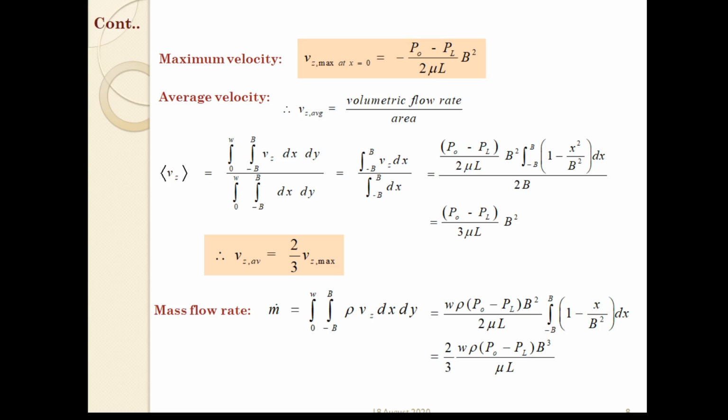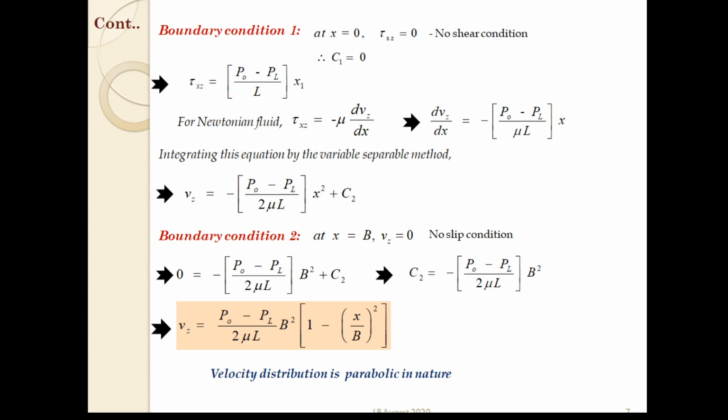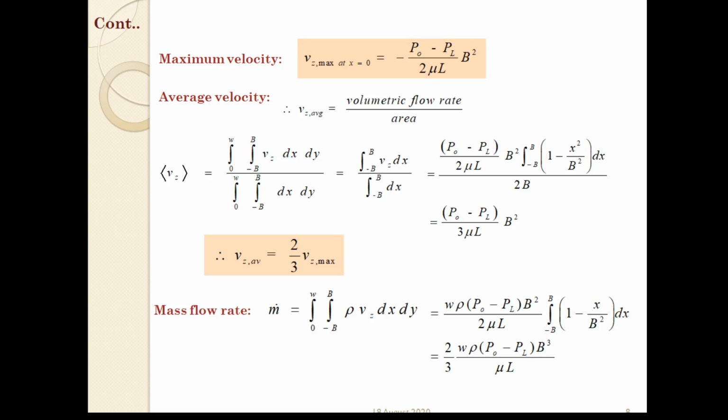At x equals 0, the velocity will be maximum. So if you put x equals 0 in that velocity distribution profile, we can get the maximum velocity in the z direction, which equals (p0 minus pL) upon 2 mu L times b square. Now we have to find out the average velocity.